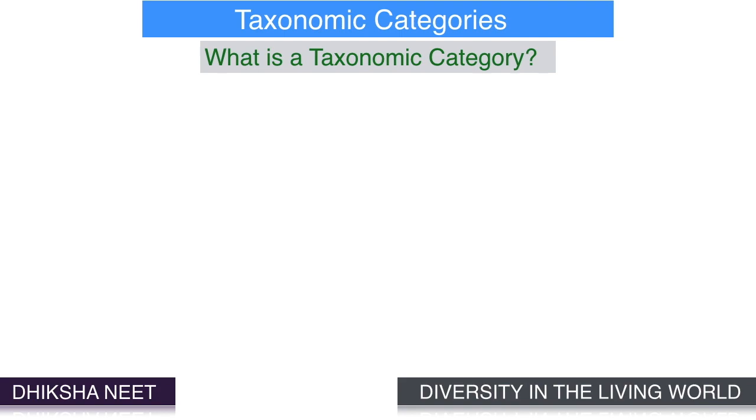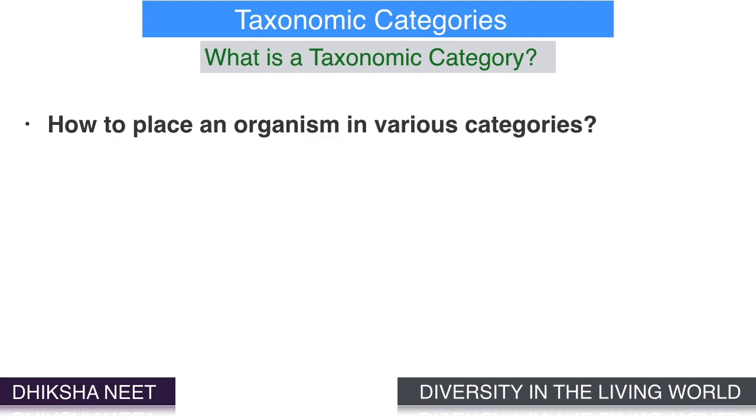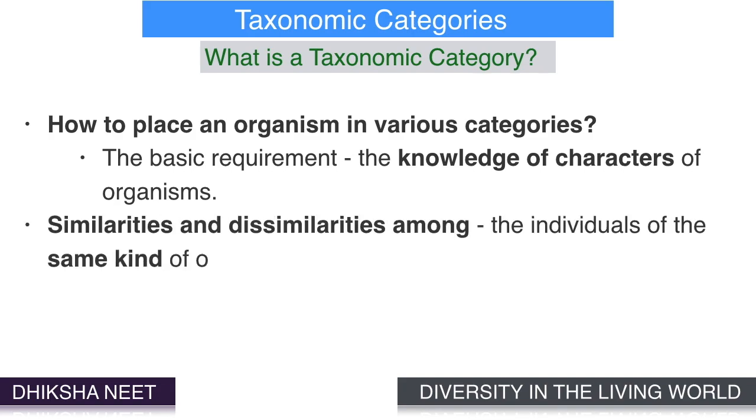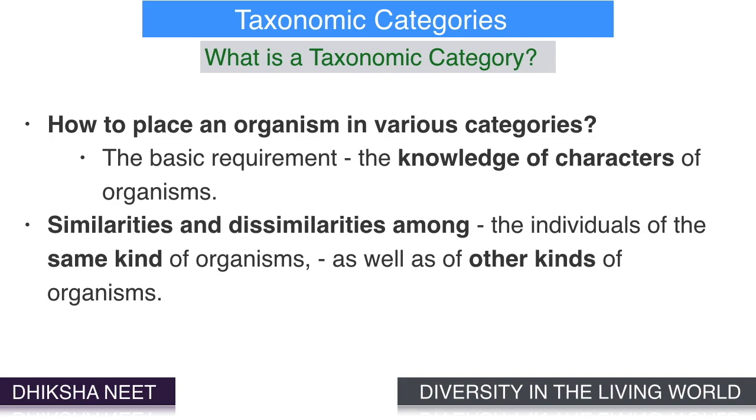Now the question you may ask is, how to place an organism in various categories? The basic requirement is the knowledge of characters of an individual or group of organisms. This helps in identifying similarities and dissimilarities among the individuals of the same kind of organisms, as well as of other kinds of organisms.